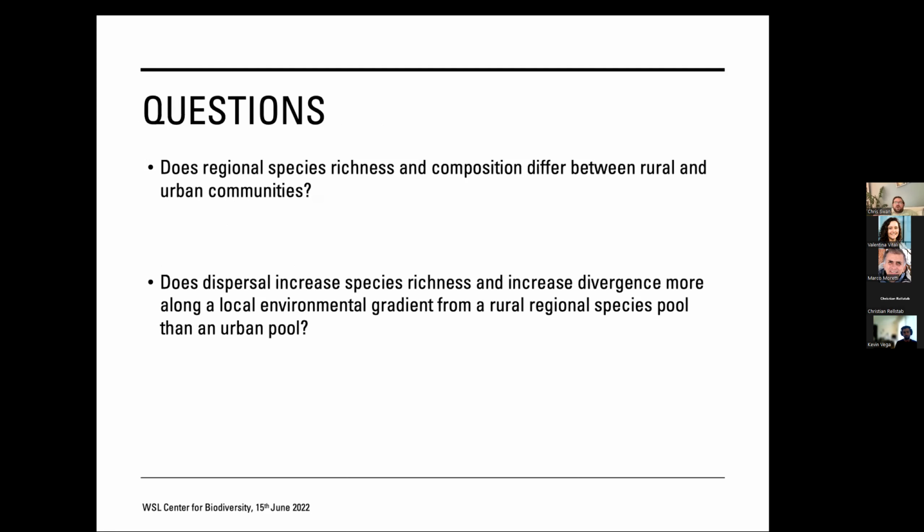So our questions were, does regional species richness and composition differ between a rural and urban community? Okay, so we compared non-urban or rural and urban zooplankton communities in ponds, and I'll show you those in a minute. And then, does dispersal increase species richness and compositional divergence more along a local environmental gradient for the rural regional species pool than in an urban species pool?